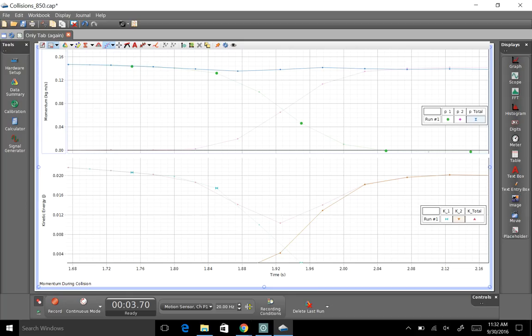So we're going to show the other kind. This kind of collision is called an elastic collision. Elastic collisions are collisions where the kinetic energy is conserved. Not all collisions have that, but the ones we call elastic do.